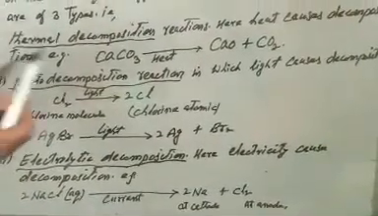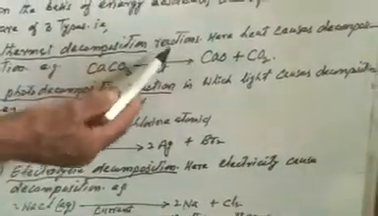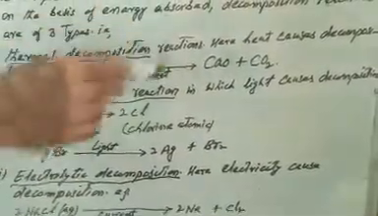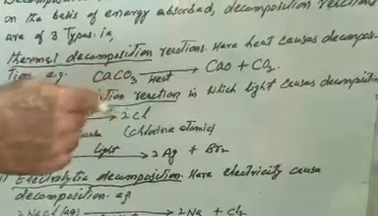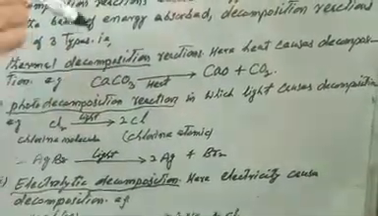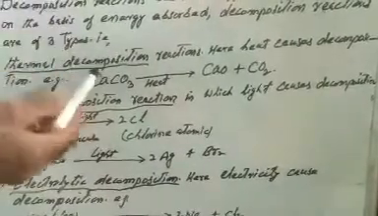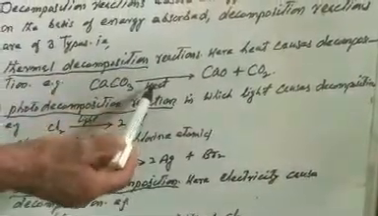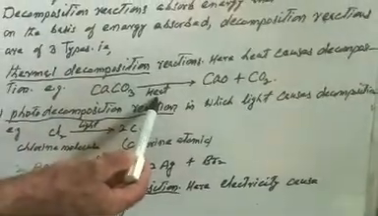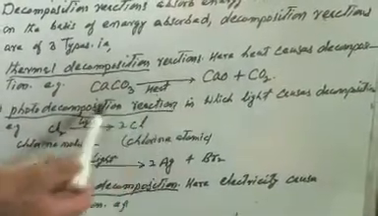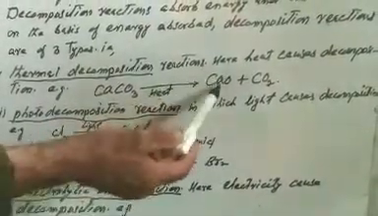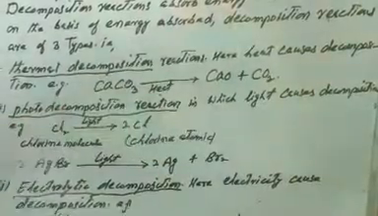Now, what is thermal decomposition? A thermal decomposition reaction is a reaction in which a substance breaks down into two or more products, and the energy used for the decomposition is heat. So the decomposition reaction carried out with the help of heat is called thermal decomposition. Here the example is the decomposition of calcium carbonate on heating into calcium oxide and carbon dioxide.